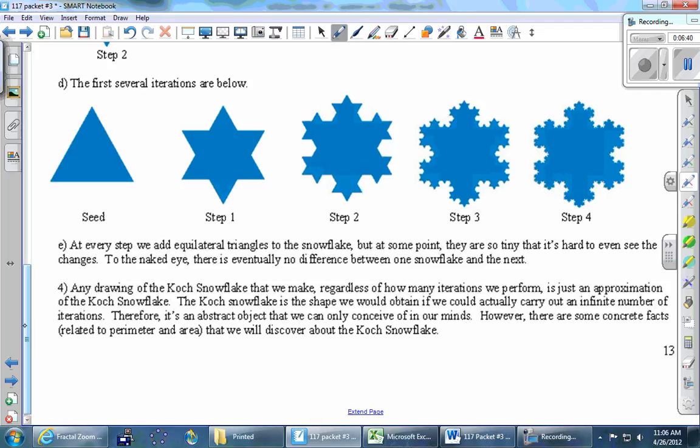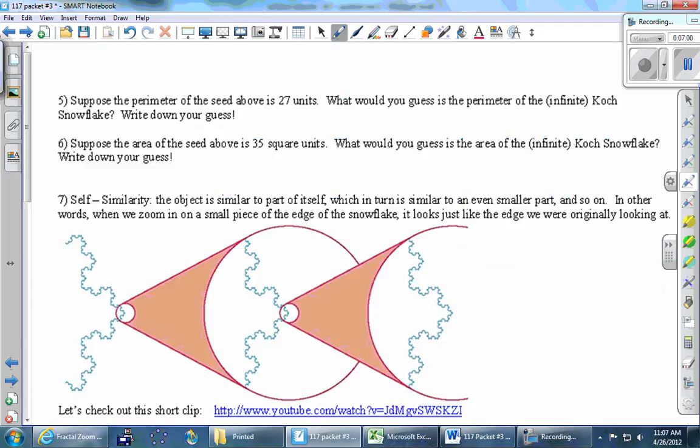Okay, so this Koch snowflake, in theory, is the thing you get if you carry this on forever. The true Koch snowflake looks an awful lot like the thing in step 4, but it goes forever, okay? And so it's just this idea. You can think about it, but I can't tell the difference between step 4 and 5 because they look the same to the naked eye. Okay, let's go to the next page. Number 5, Zach.